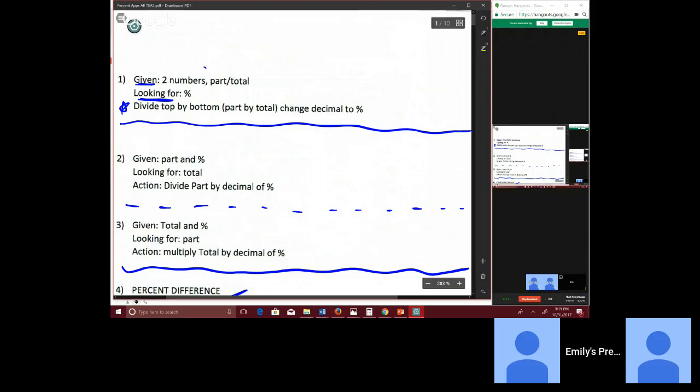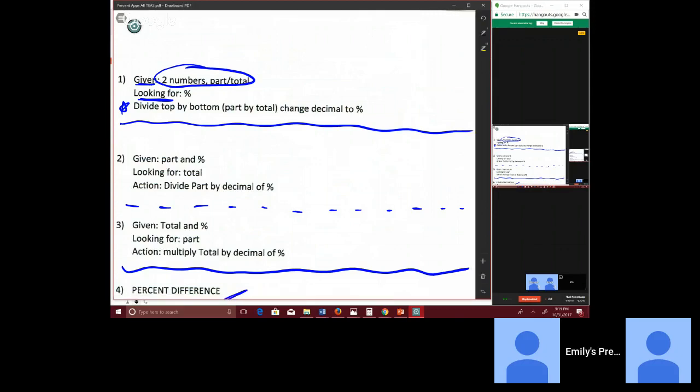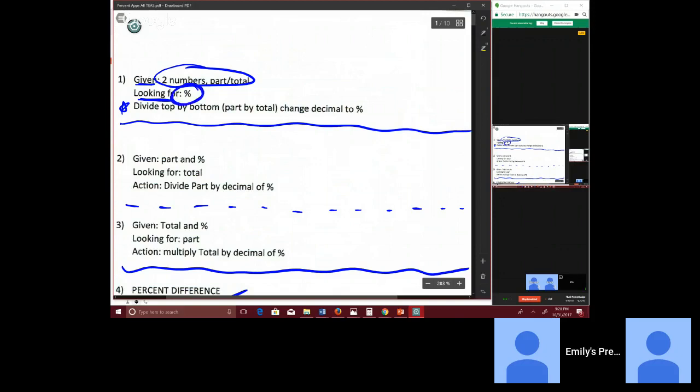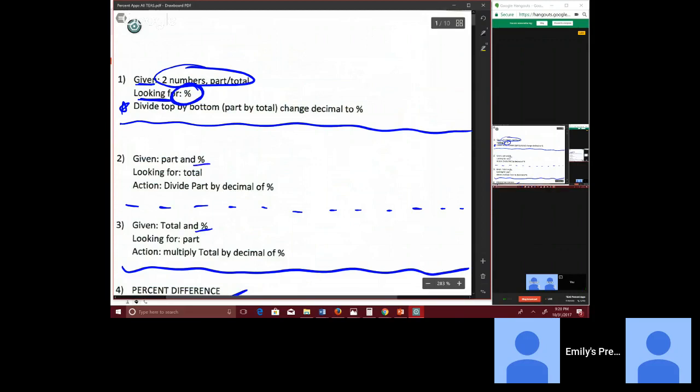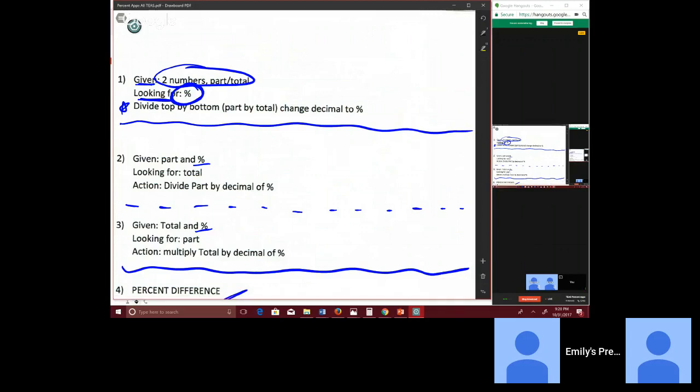A scenario 1 will be fairly obvious because they're going to give you 2 numbers, 2 regular, plain, everyday numbers, not numbers that have a percent sign with them, just regular numbers. Those numbers are the part and the total. What you're going to be looking for, so what they're going to ask you to find, is going to be a percentage. So that makes this pretty obvious. It will stand out from the other 2 because you might glance down and notice the other 2 will both have a percent given. That makes the other 2 much more similar to each other, and it makes one much more unique.